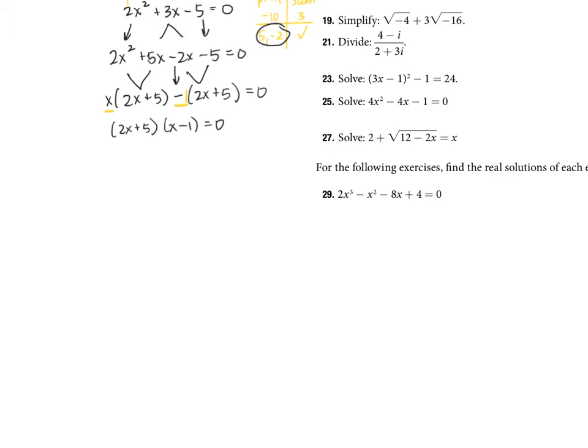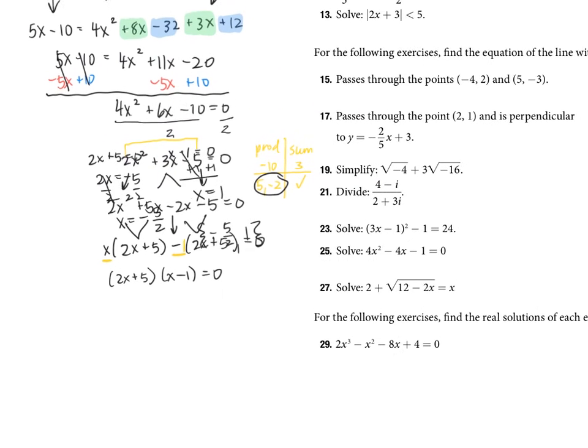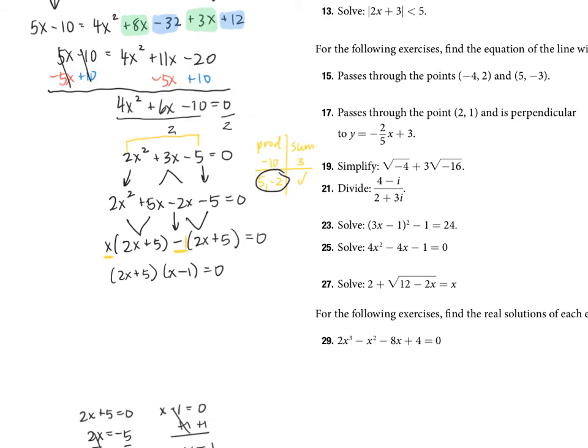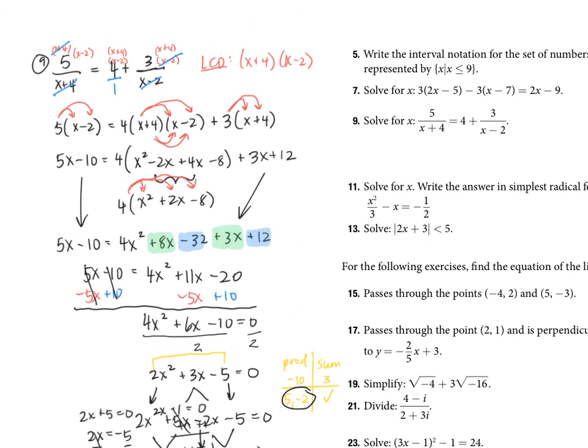So we're going to have 2x plus 5 equals 0, and x minus 1 equals 0. So that's going to be 2x equals negative 5. So x is negative 5 halves. So that's one solution. And the other one will be a 1. So x equals 1. So the two solutions are negative 5 halves and 1. Okay, so that is number 9.